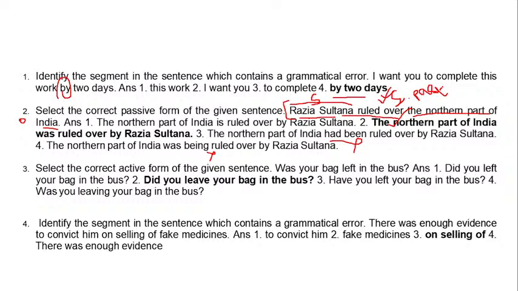Means it's not said, the time is not exactly mentioned in your sentence, but you can understand that yeah, this is a past thing. So straight away we will select "was ruled" and it won't be "is ruled".